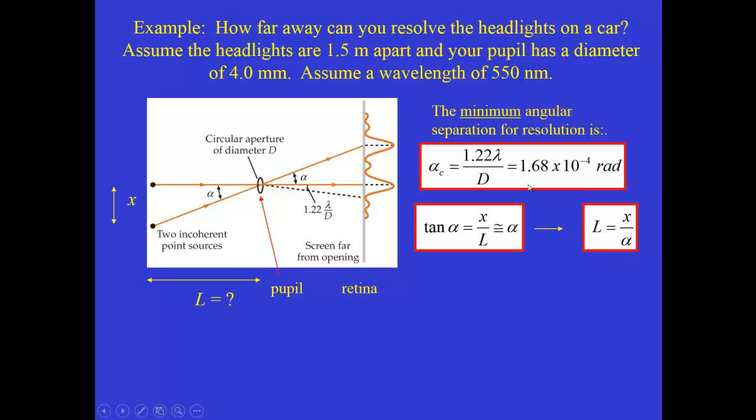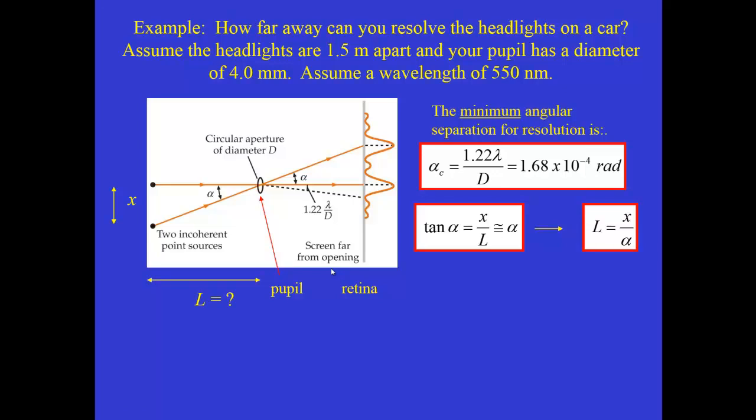L is equal to x over alpha. So think about it, okay? If we use the minimum value for alpha, and that comes from Rayleigh's criterion, then the minimum value for alpha will give us the maximum value for L. And that makes sense because the further away the car is, the headlight distance doesn't change, but the angle will change. The further away the car is, that angle alpha gets smaller and smaller. So at some point it'll get far enough away that the angle alpha will be at the critical angle, and then we'll just barely be able to see them. For any further distance, we would just see one single blob.